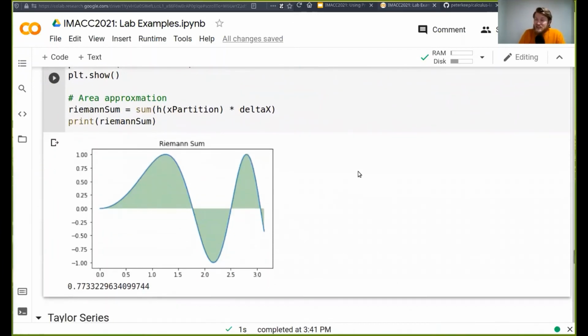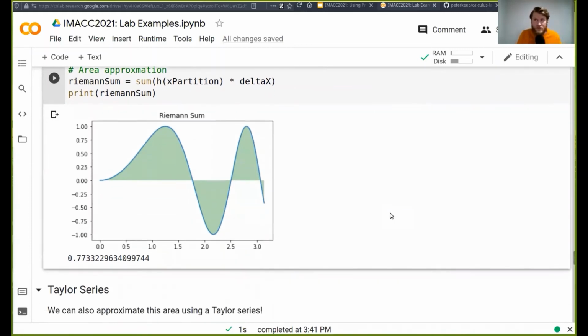That's essentially just shaded in, right? Those rectangles are all so small that you can't even tell the difference. So this is probably a pretty good approximation of that integral. You can look up what that integral is. I don't know.